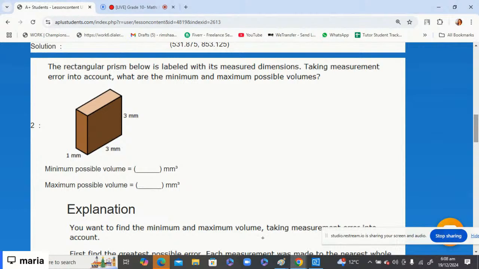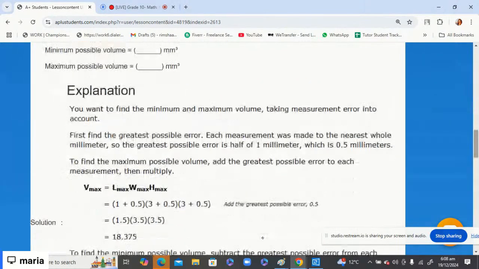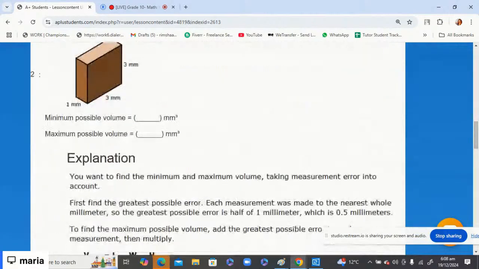First of all, we check it. It's in millimeters. So in millimeters, what is the greatest possible error? That is 0.5, the same thing. For the volume, we multiply length times width times height. For the maximum, you add 1 plus 0.5, 3 plus 0.5, and 3 plus 0.5, and then multiply all of it.